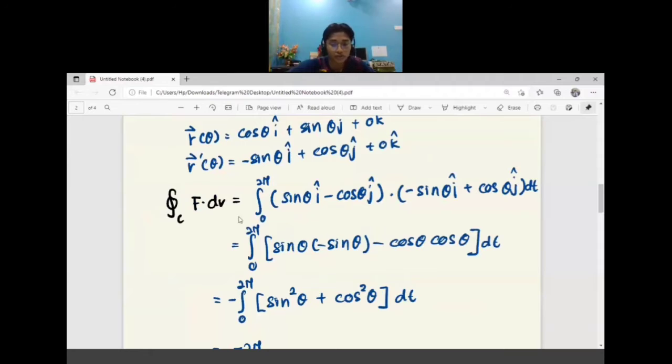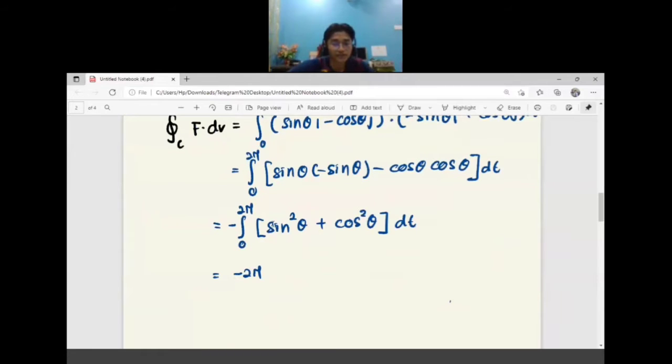Now I'm going to compute the line integral along the curve. What we need to integrate is the field F dotted with dr, or r prime. So the field F equals yi minus xj plus zk, dotted with r prime, which is negative sine theta i plus cos theta j plus 0k. So we integrate and we get the answer negative 2 pi.